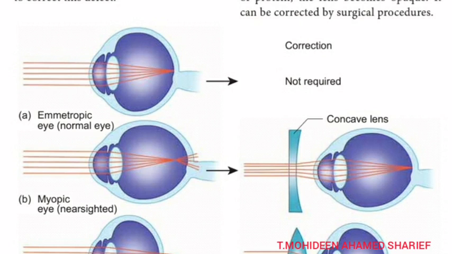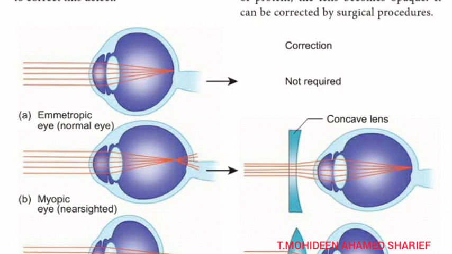Next one is hypermetropia. It is also called long-sightedness. This defect can be overcome by using a convex lens that converges the entering light rays on the retina. Next one is presbyopia. Due to aging, the lens loses elasticity and the power of accommodation. Convex lenses are used to correct this defect.